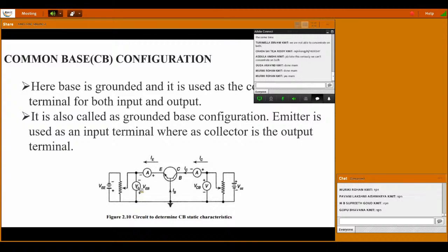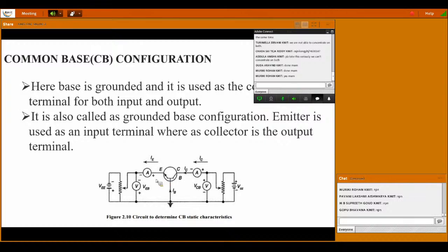Next, to obtain the base to emitter voltage, since it is a common base, we have represented the voltage between emitter and base as VEB. To obtain this voltage, we have connected a voltmeter across emitter to base. At the output junction, to obtain the output voltage from collector to base, we also connected one more voltmeter at collector to base. These are the polarities I have connected, to obtain proper readings on the voltmeters and ammeters.